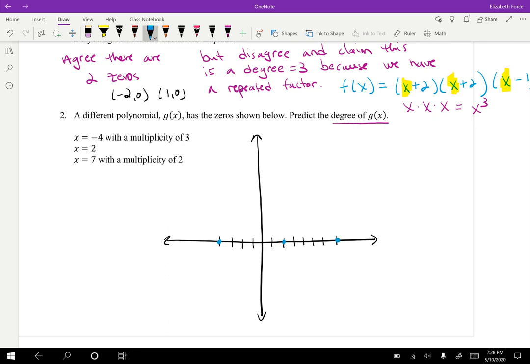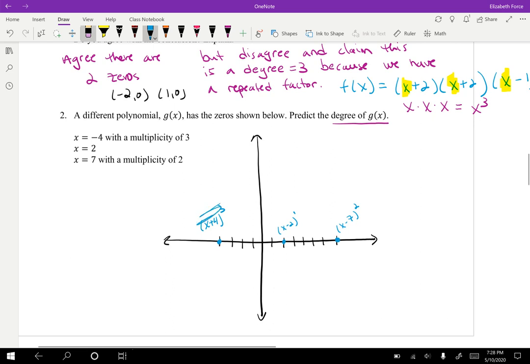So this zero at -4 is with a multiplicity of 3. Remember, its factored form is going to be x plus 4, but it's a multiplicity of 3, so you have that factor 3 times. So this is going to act kind of like that cubic function. The zero at 2 is x minus 2. That is a degree 1 because there's no multiplicity, so there's only one factor for it. And this is going to be x minus 7 with a multiplicity of 2, so it's going to act kind of like a quadratic.